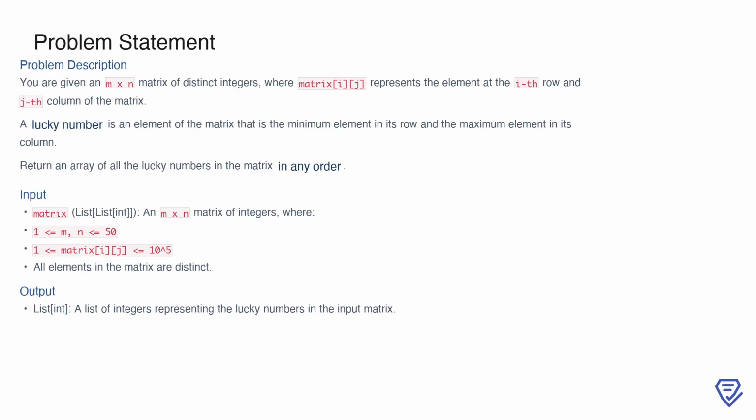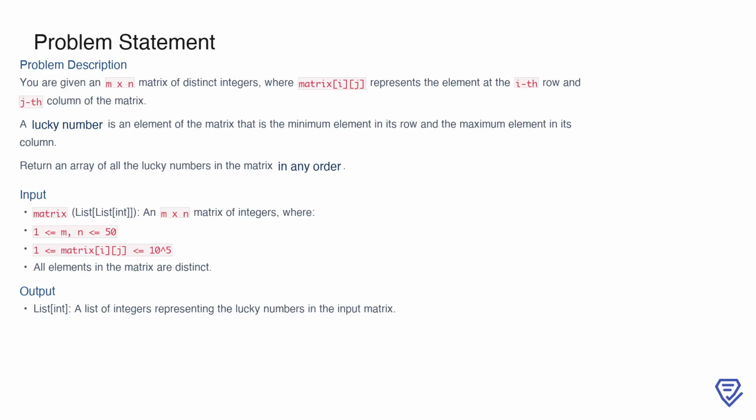In this problem, you are given an M by N matrix of distinct integers. Each element in the matrix is identified by its position at the ith row and jth column. The task is to find all the lucky numbers in the matrix. A lucky number is defined as an element that is both the smallest number in its row and the largest number in its column. The output should be an array containing all such lucky numbers, and the order in which they appear in the array does not matter.